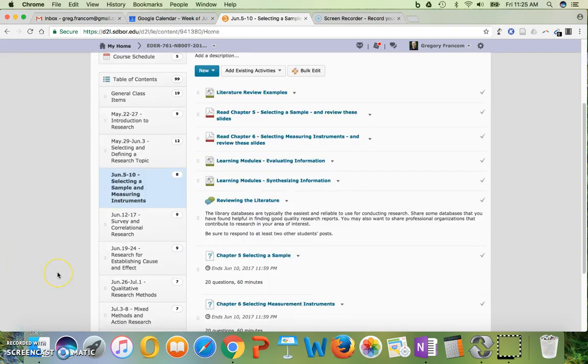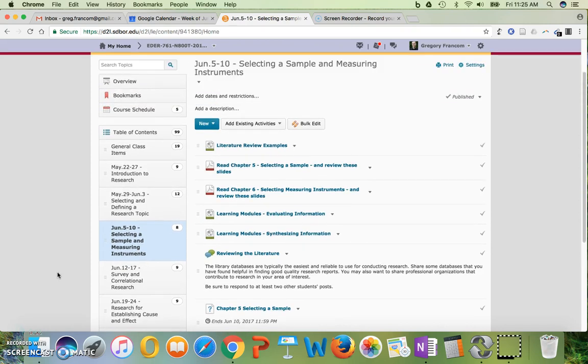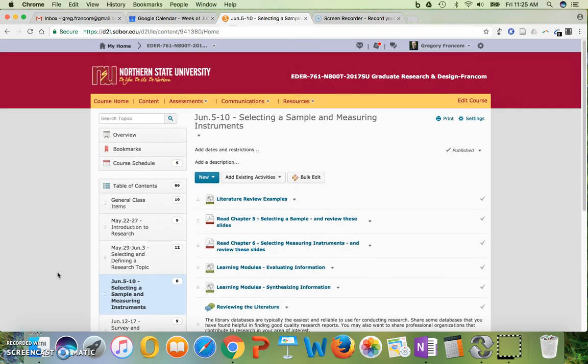Next week we'll start talking about different research methods, starting with survey correlational research and then research for establishing cause and effect and qualitative research methods. We'll talk about those in earnest next time. So you'll want to be looking at which one of those you want to use for your own proposal for this semester. And make sure you understand that one very well.